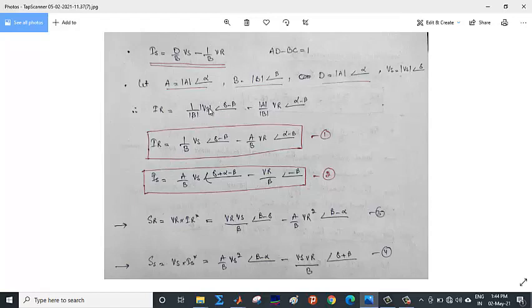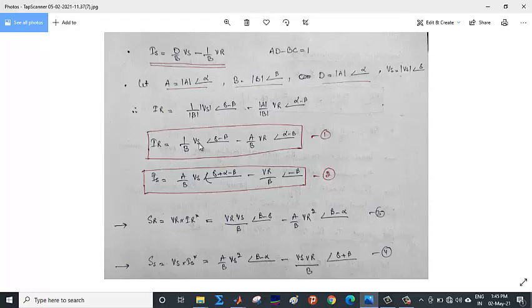That means this will be equal to Vs by B into delta minus beta. Similarly, for this case, it will be equal to angle of alpha, angle of VR minus angle of beta. Since angle of VR is 0, it will be equal to angle of alpha minus beta. It will be equal to A by B VR angle of alpha minus beta. So finally, IR will be equal to Vs by B.